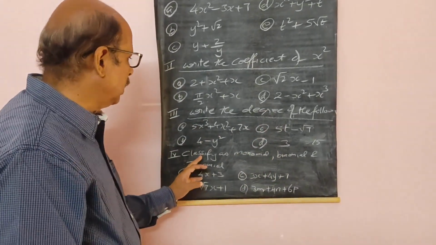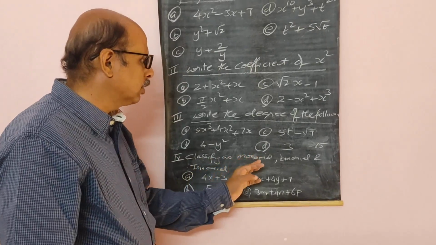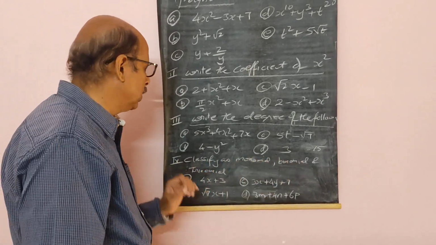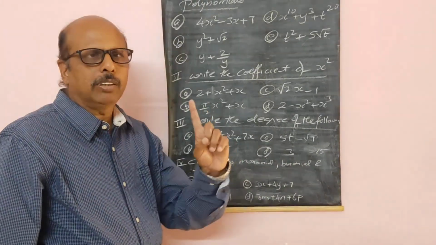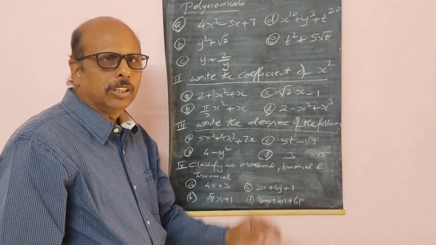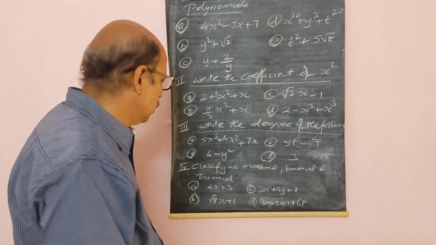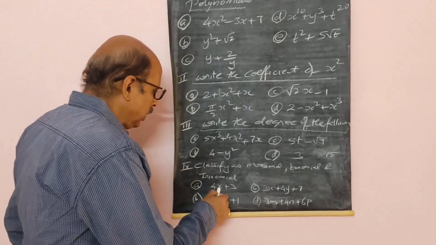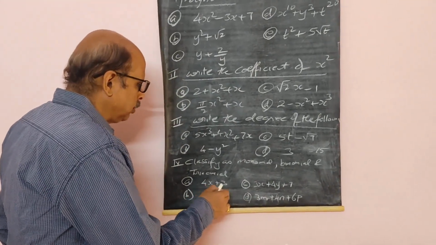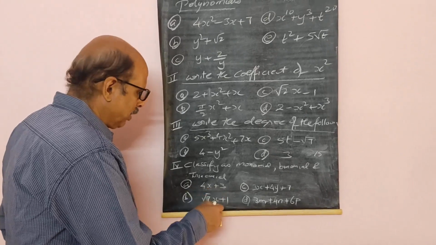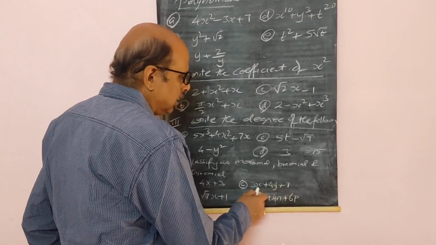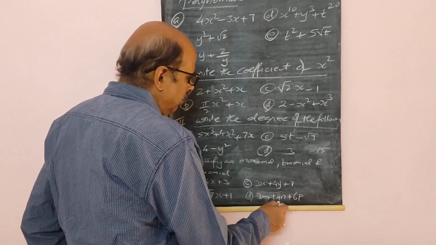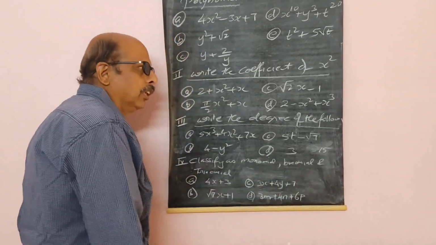Now we learned at the beginning about monomial, binomial and trinomial. So let us try to classify them. Monomial means having only one term, binomial having 2 terms, trinomial having 3 terms. If you see this, this is one term, this is the second term, so it has two terms, it's a binomial. This is also a binomial. This has three terms, it's a trinomial. This is also having three terms, it's a trinomial.